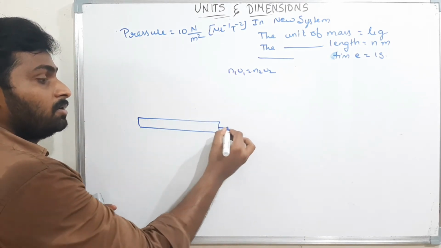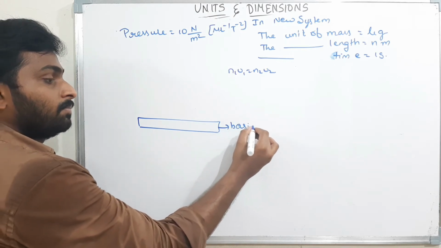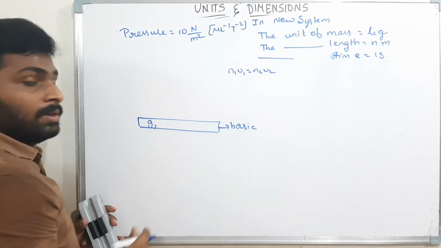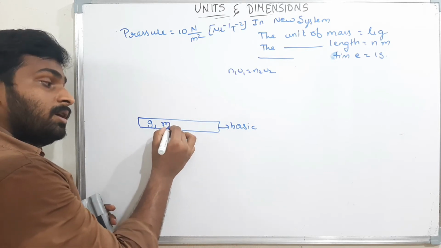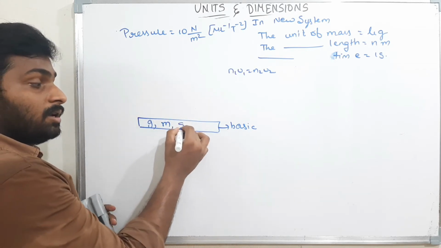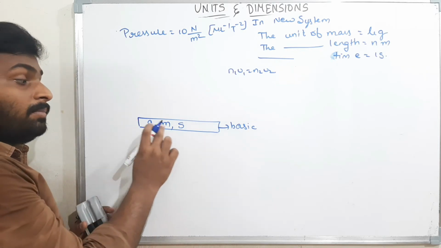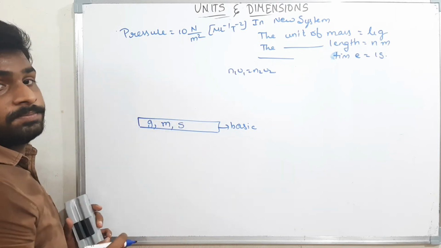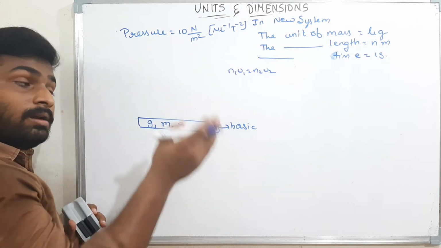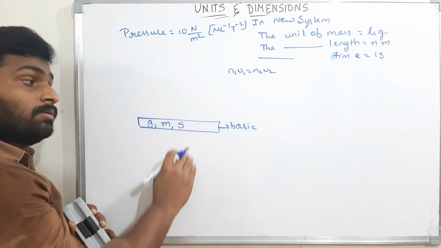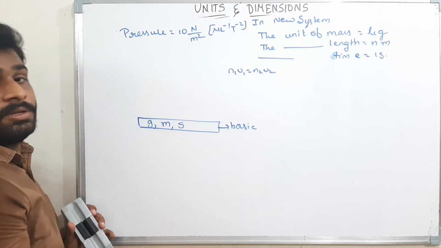The basic units are: for mass, the basic unit is gram. For length, the basic unit is meter. And for time, the basic unit is second. Gram, meter, second are the basic units. Now, there are values more than these basic units, and there are also values less than these basic units.